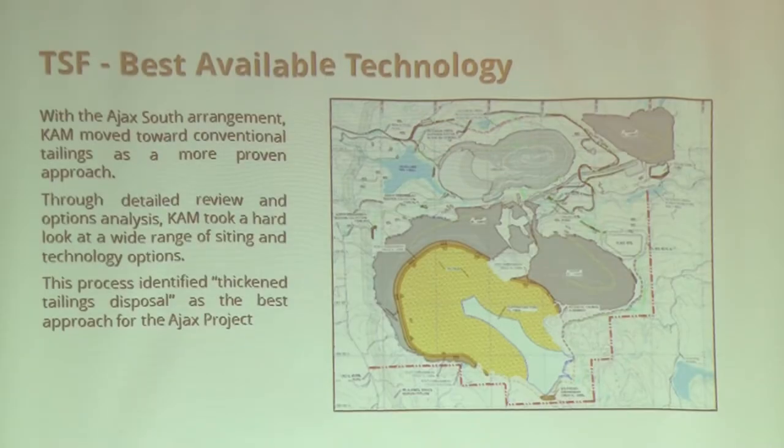We then revisited that decision and worked through a process with our third-party engineers to look at the best available technology for Ajax. The slide talks about the different technologies we looked at: dry stack, paste, thickened tailings, as well as the conventional that was initially designed when we moved to the south arrangement.